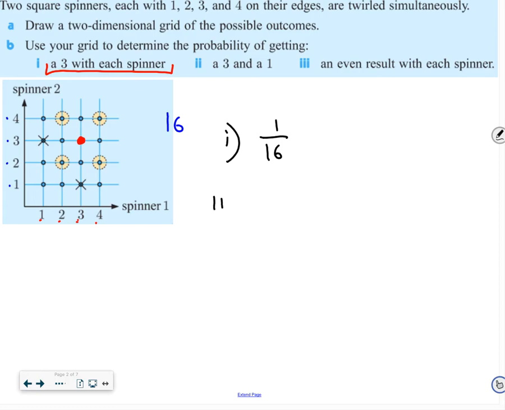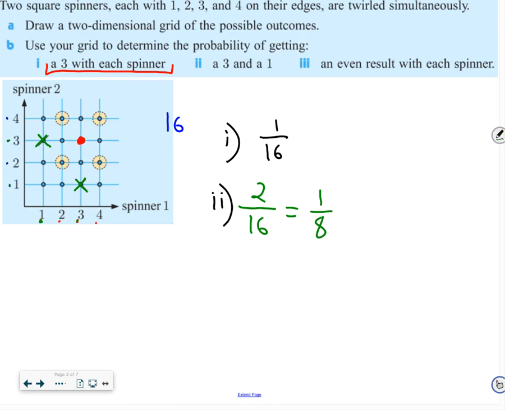For number 2, getting a 3 and a 1 happens two ways. I could get a 3 on the first spin and a 1 on the second spin, so that's there. Or I could get a 1 on the first spin and a 3 on the second spin, and that happens right there. So I have 2 successes out of my 16 total outcomes. This can be simplified to 1 out of 8 as my probability of getting a 3 and a 1.